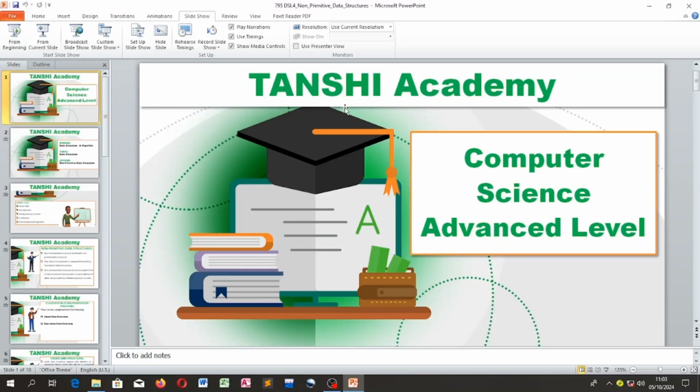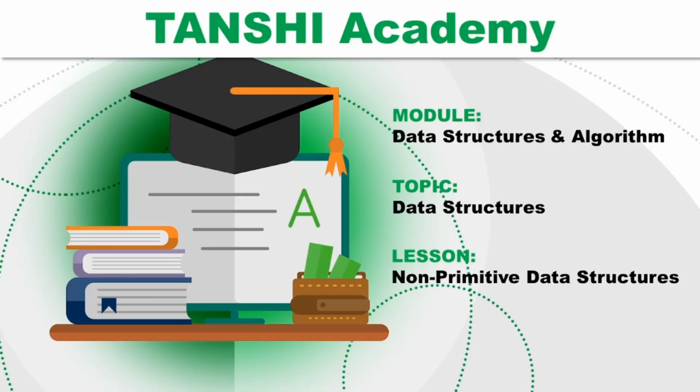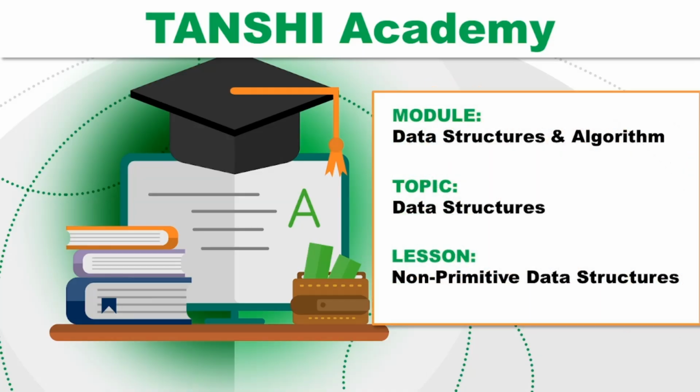In our previous lesson, we ended with primitive data structures, and in this section of our lessons on data structure, we are going to be looking at non-primitive data structures. Now, you'll recall that in the previous lessons, we said primitive data structures are mostly simple data structures that are manipulated by the machine instructions. Now, in this series of lessons, we are going to be looking at non-primitive data structures.